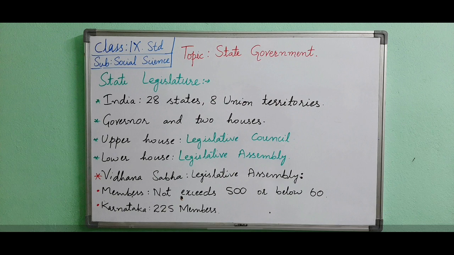Now, the Union Government of India comprises 28 states and 8 union territories. Recently, in 2019, Ladakh and Jammu and Kashmir were newly introduced as union territories, and Daman and Diu and Dadra and Nagar Haveli have been merged together. For this reason, we now have 28 states and 8 union territories.